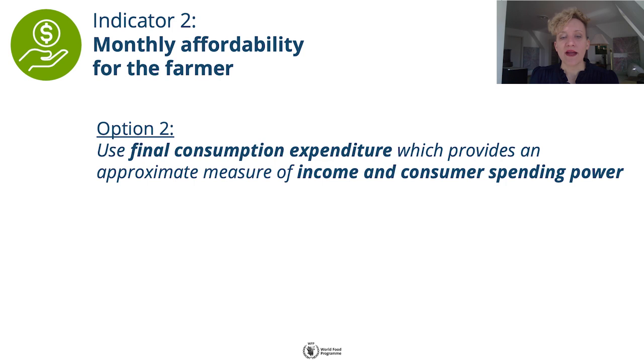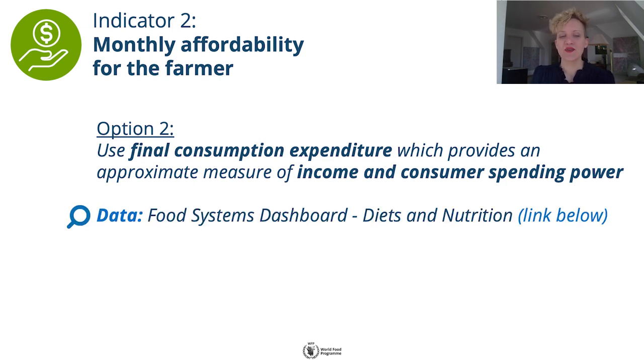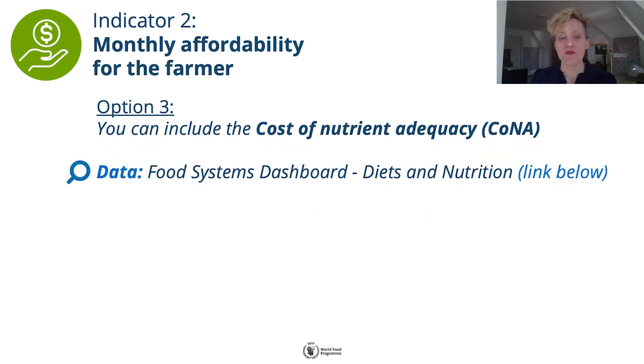Or you can use the final consumption expenditure, which provides an approximate measure of income and consumer spending power, which impacts the affordability of foods and consumer behavior. You see here I included a source that can actually help you get that data in 5 minutes. It's called the Food Systems Dashboard, which has data on diets and nutrition. Option 3, you can include the cost of nutrient adequacy.